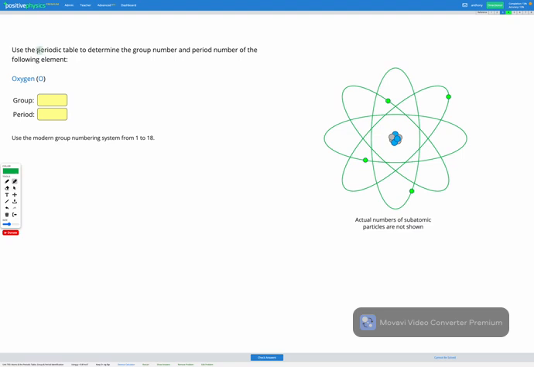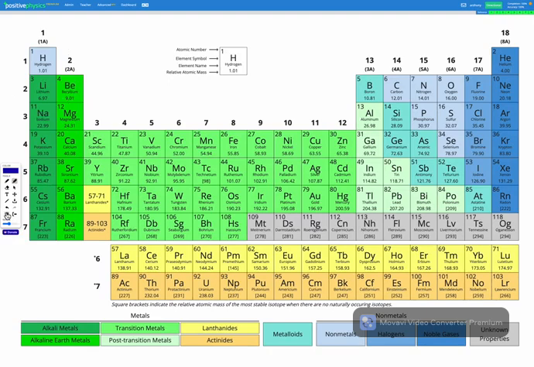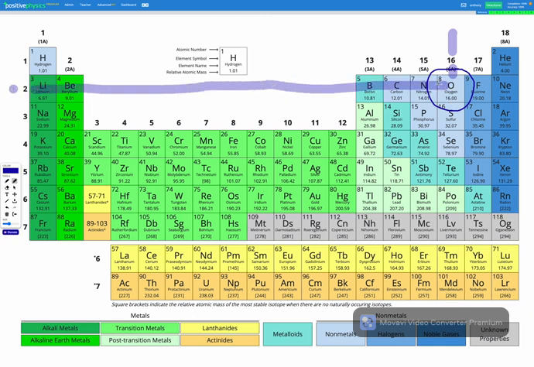In this question, again, we're using the periodic table to determine the group number and period number, this time of oxygen, which has a symbol O. Again, let's have a look at our periodic table on the reference sheet. First we need to find oxygen, which is over here. Now we just need to figure out which group and which period it's in. Here we can see it's group 16, and for the period, it's in period 2. So oxygen is group 16, period 2.